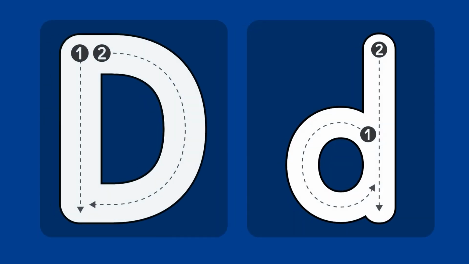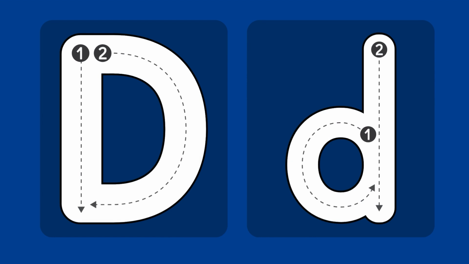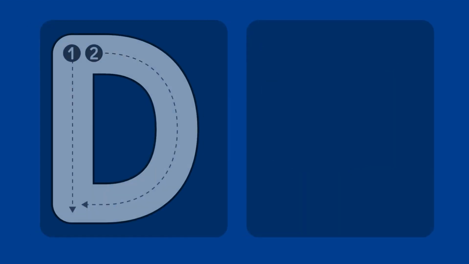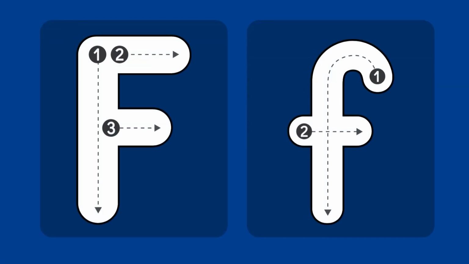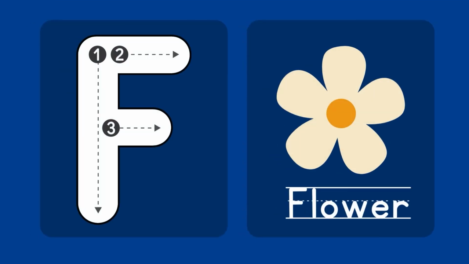Follow the number to write the letter. D for drums. For F. F for flower.